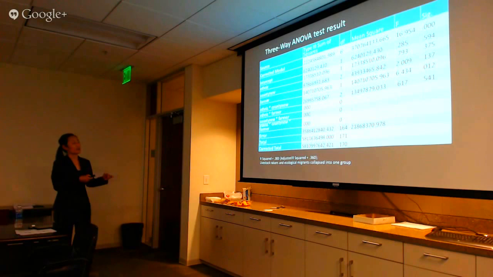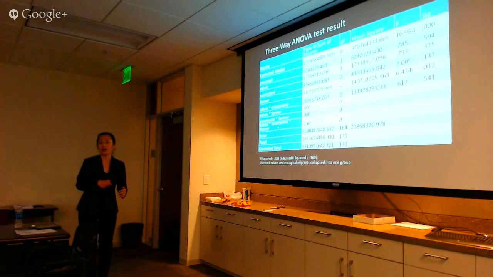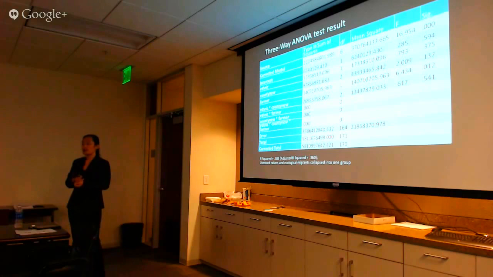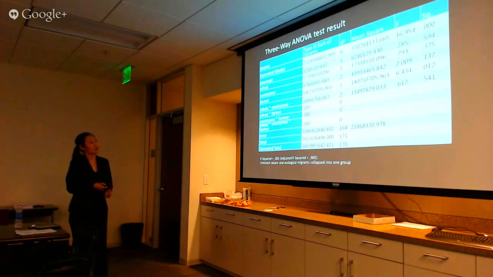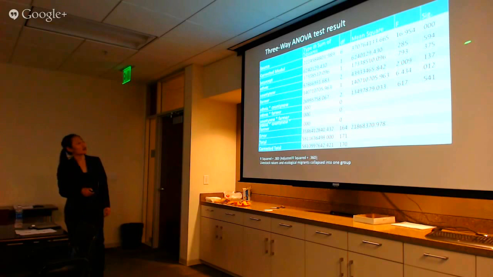I collapsed the migrants and livestock raiser group because, first of all, the migrants were livestock raisers. Most of them still have livestock. Secondly, the number in the sample of the migrants is too small. So I kind of had to collapse them. So here I didn't really find any significant result. Oh, actually I did. I found significant result on farmer, but why didn't it show in my result?